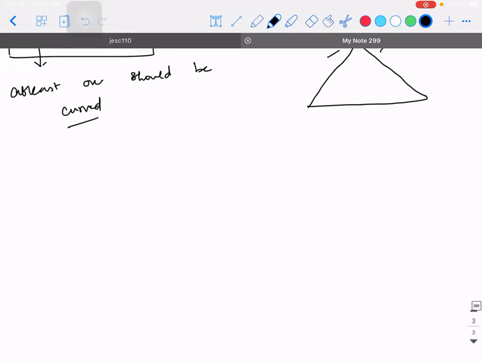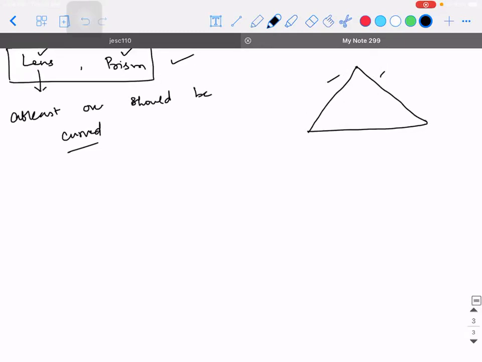Now comes the next question. When I talk about a lens, where is it derived from? It is derived from a sphere, right? So we call them spherical lenses, right?